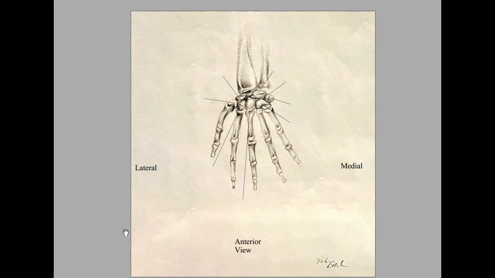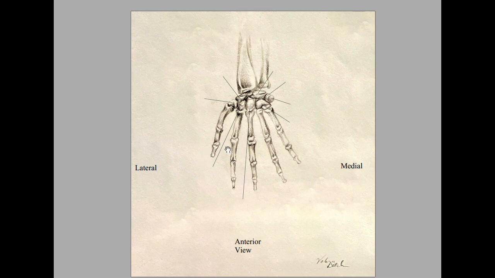Okay, so here we are starting our video on the anterior hand. So this is an anterior view of the hand. This over here is the lateral side, the thumb side, the radial side. This is the medial side, the pinky side, the ulnar side, okay? And this is an anterior view.